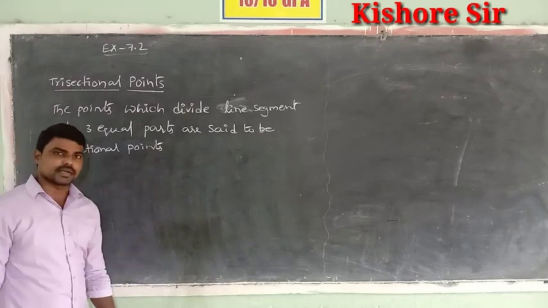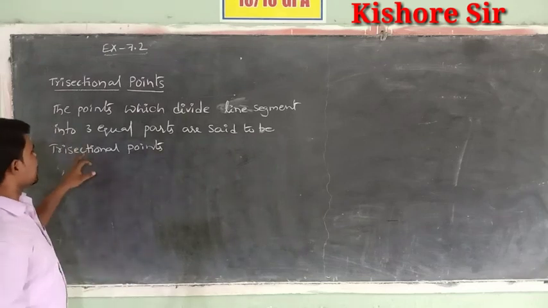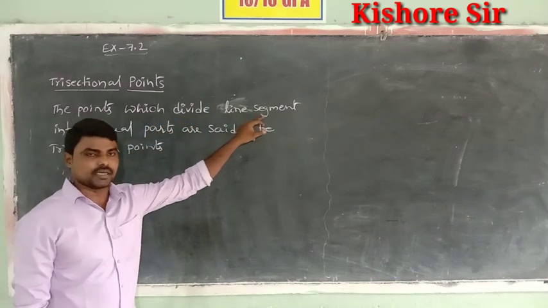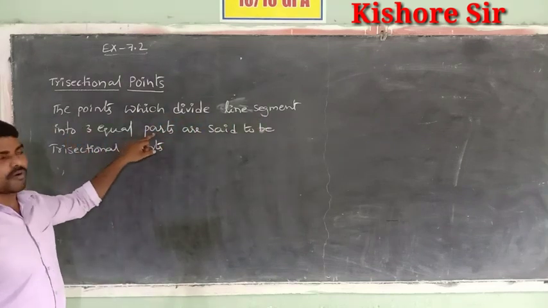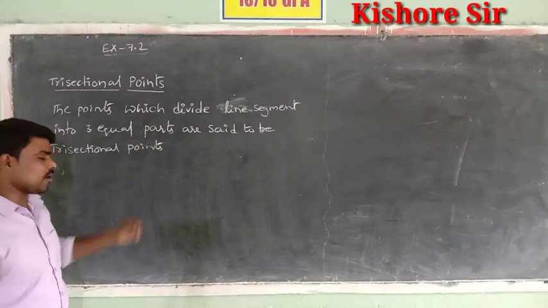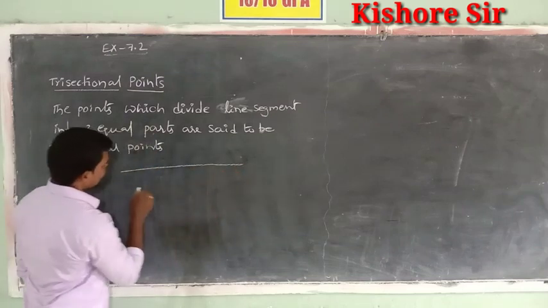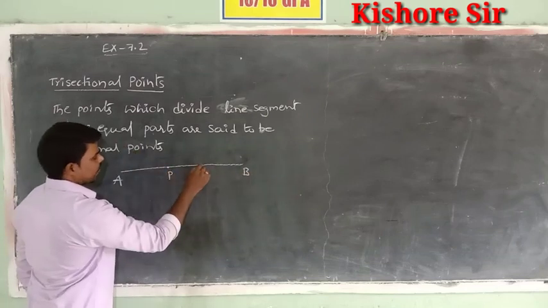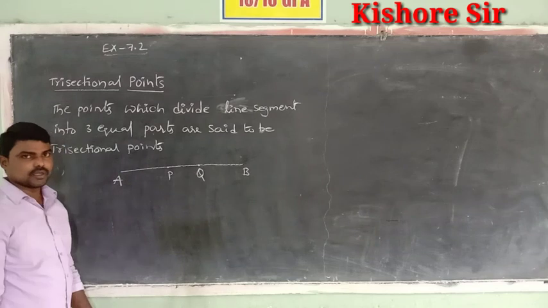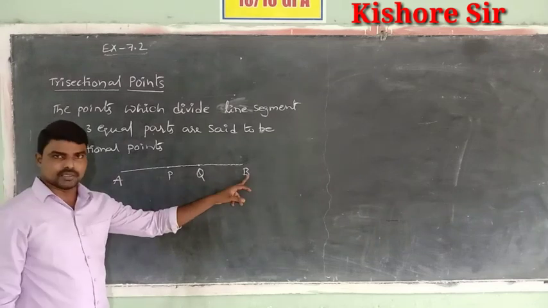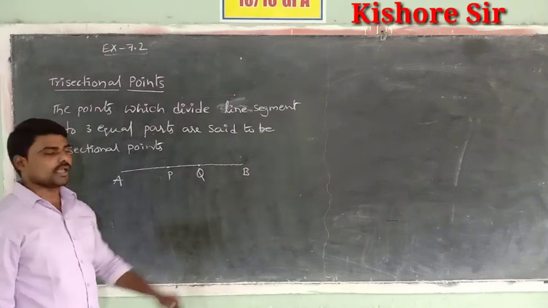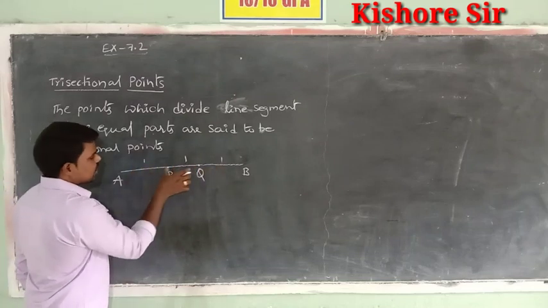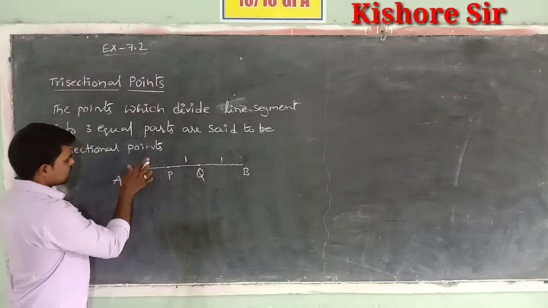Are said to be trisectional points. See here, trisectional points are the points which divide a line segment into 3 equal parts. Suppose AB is a line segment. The points P and Q divide the line segment AB into 3 equal parts. So 1, 1, 1. These 3 parts are equal.